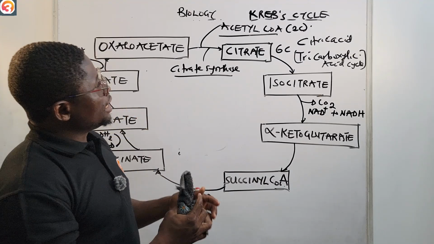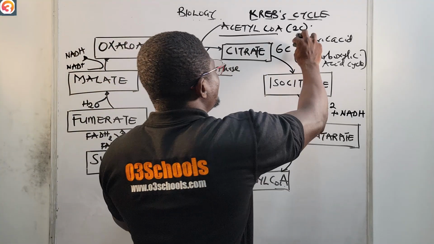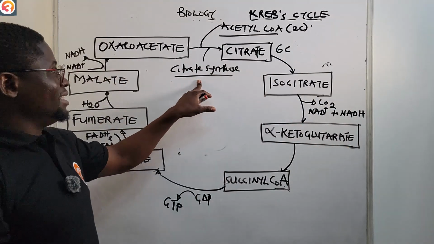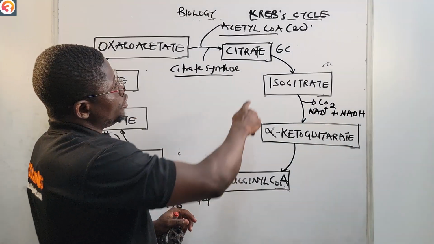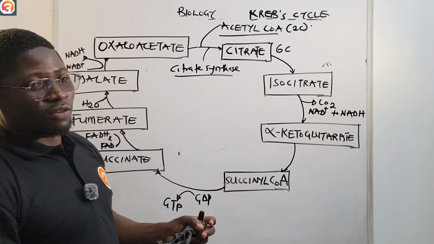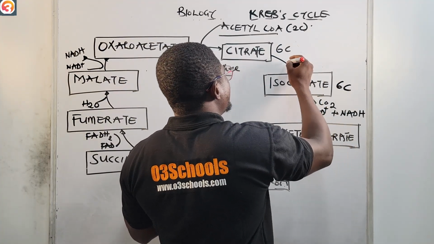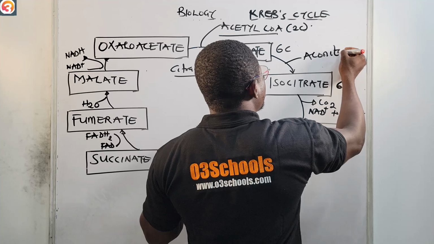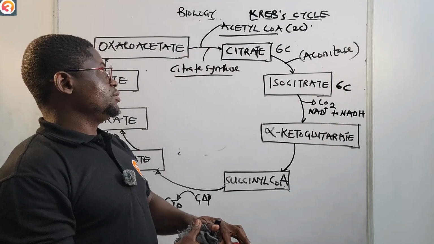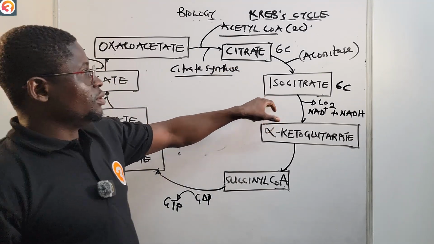Now from citrate, it goes to isocitrate. The enzyme responsible for this conversion is called aconitase. Remember, your isocitrate also has 6 carbons. Please take note of that. So from acetyl coenzyme A to citrate is citrate synthase, and from citrate to isocitrate is aconitase.